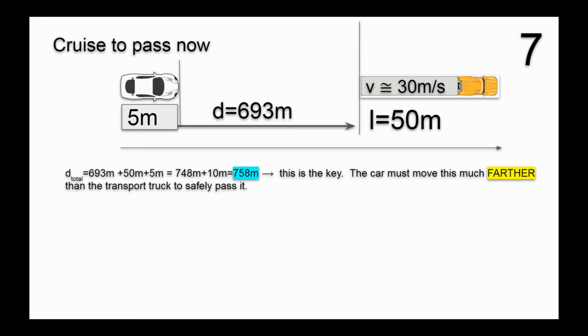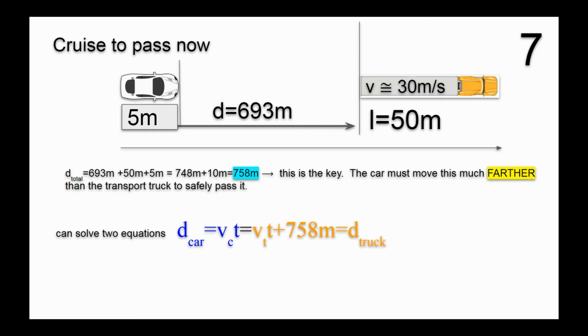So if we want to do this properly, we have to add the 50 meter length of the truck plus the 5 meter length of the car onto that, and we get 748 meters plus 10 more meters, it said, for a safety margin. And this is where a problem becomes bean counting. We said we had to pass with 10 meters spare, so we have to add a few more things along the way. But this isn't hard, you just have to remember to do it.